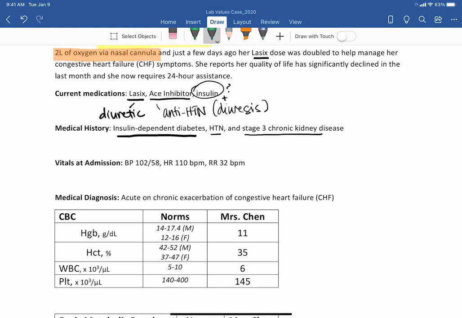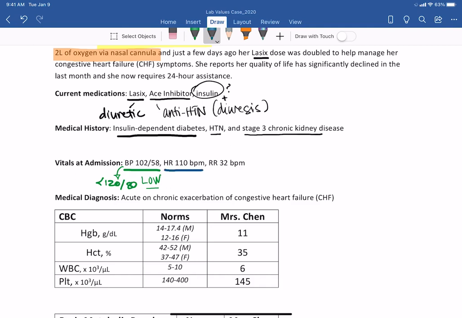All right, first looking at blood pressure. Her blood pressure is 102/58. So I'm always going to be relating this to my norms. I would expect blood pressure to be less than 120/80, but that seems a bit below 120/80. So this looks like we have a low BP.